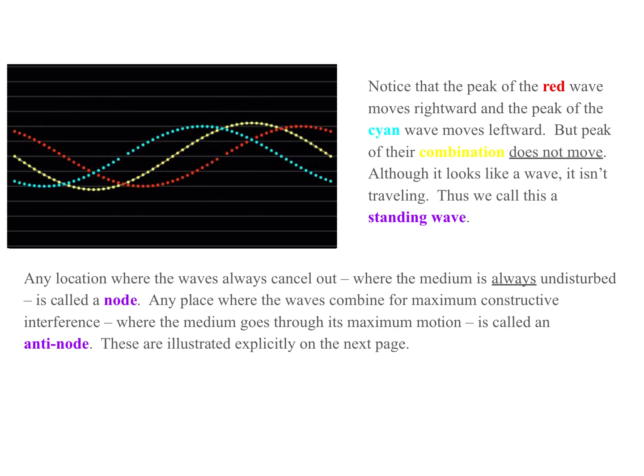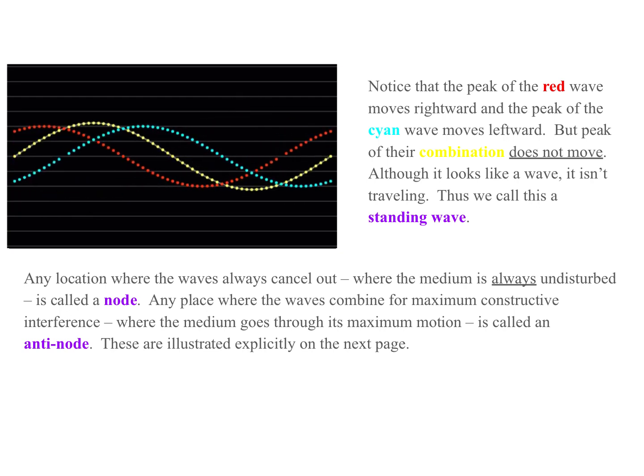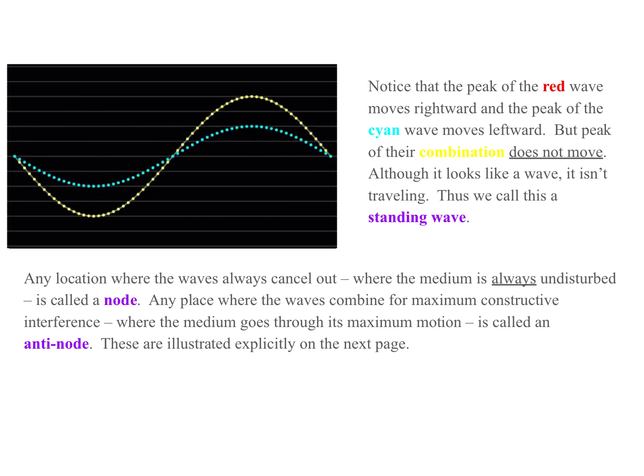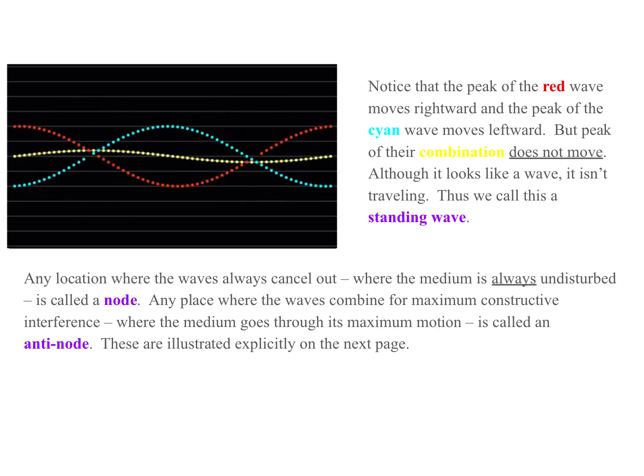Any location where the waves always cancel out, where the medium is always undisturbed, is called a node. And any place where the waves combine for maximum constructive interference, where the medium goes through its maximum motion, is called an antinode. These are going to be labeled explicitly on the next page.